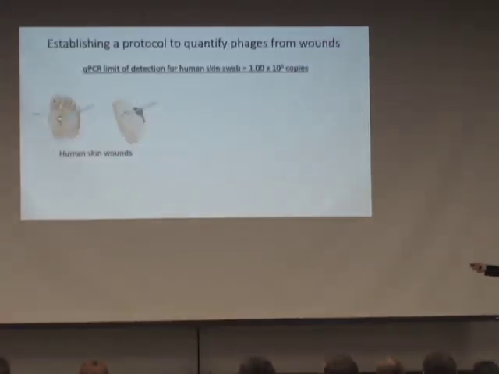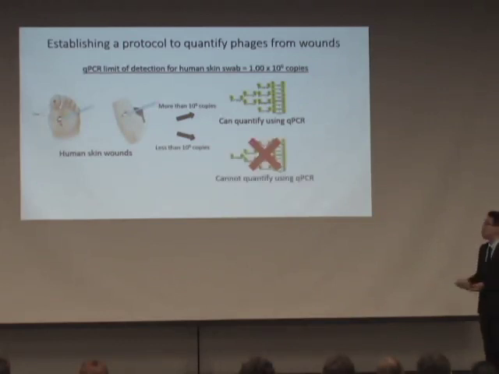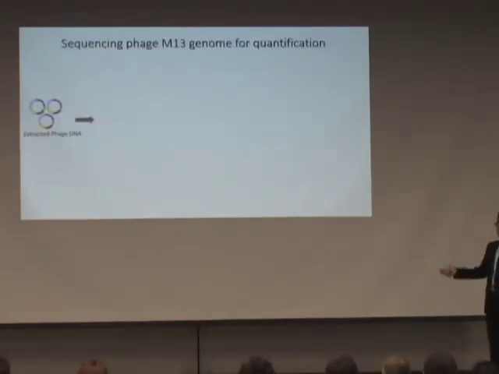So what does this really mean? So this means that when we are using this protocol to quantify phages from human skin wounds, if there are more than 10 to the 6th copies of bacteriophages on human skin, then we could use qPCR to quantify it. If there is less than 10 to the 6th, then we cannot use qPCR to quantify it. So if there is less than 10 to the 6th bacteriophage DNA copies on our human skin wounds, then how do we quantify it? So that's where our future work comes in.